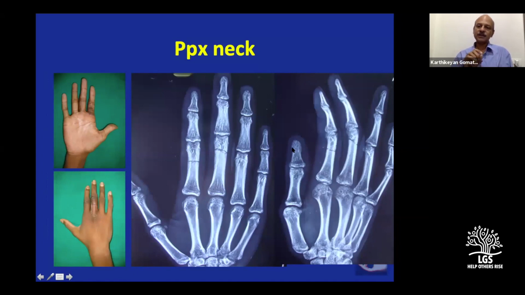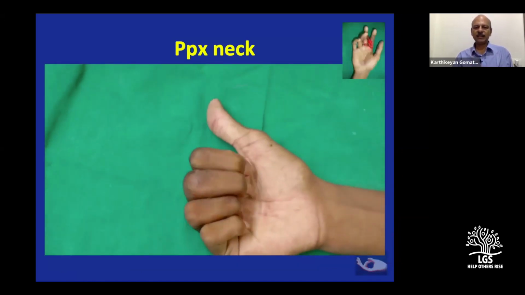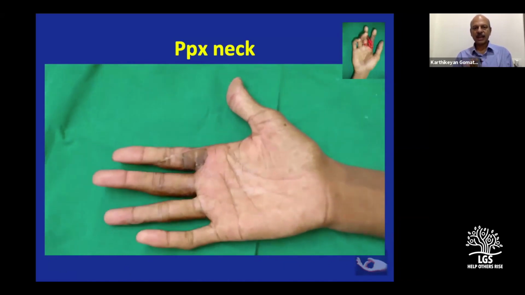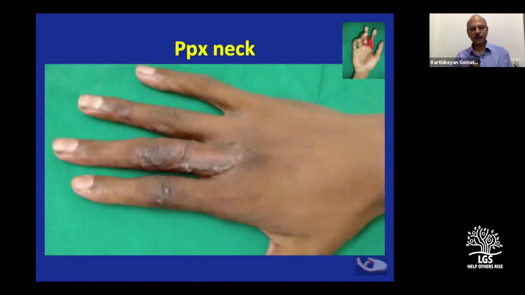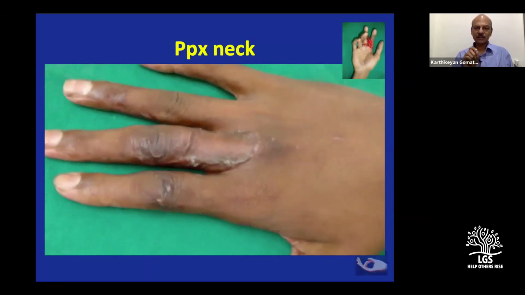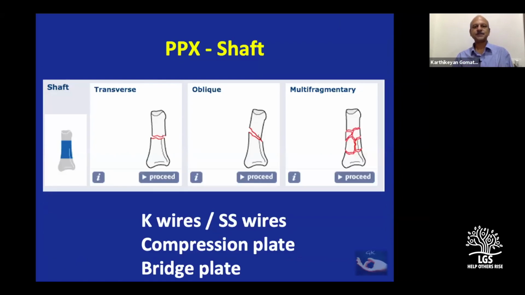But how was the movement that was achieved? You need to get a good movement after this. We do not know whether there's going to be scarring that is going to inhibit the movement of extension or flexion of the PIP joint and the metacarpophalangeal joint. Now, this was the movement that we achieved at the end of 1.5 months. So it is important to remember that fixation of the neck fracture of the proximal phalanx is very important.